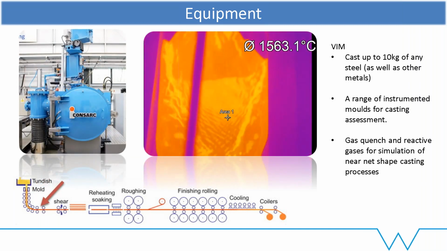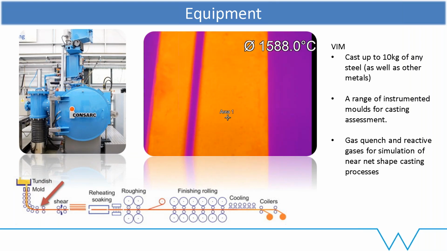And for that ourselves, we typically use a VIM. 10 kilos is the sort of maximum that we typically make. We find that's a good amount for a PhD student to have a bespoke alloy for their project and to carry through for multiple tests. But within this, we can instrument molds. We've got a gas quench system for reactive gases. So one of the particular projects I look on is near net shape casting, and it really lets us explore that possibility.